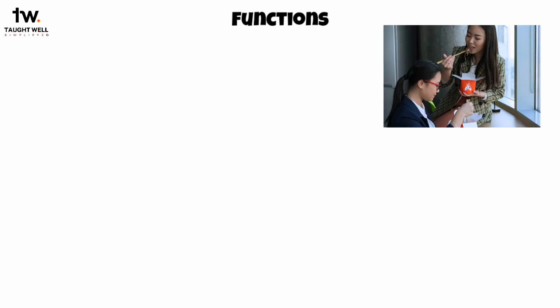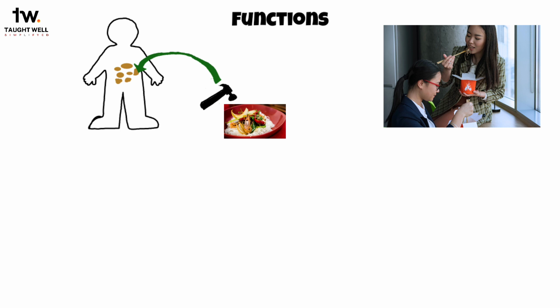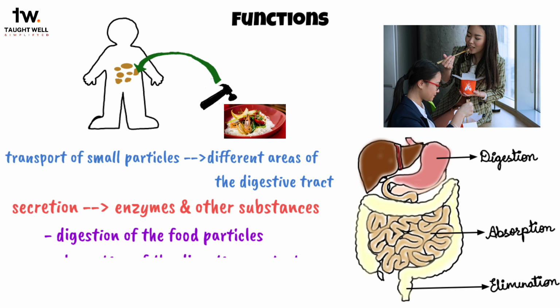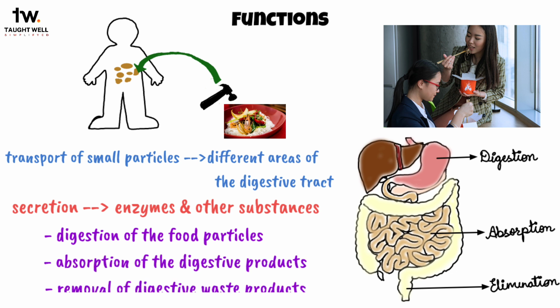Let's review the functions of the digestive system. These include ingestion or consumption of food, breaking food into small particles, transport of small particles to different areas of the digestive tract, secretion of necessary enzymes and other substances for digestion, actual digestion of the food particles, absorption of the digestive products, and finally, removal of digestive waste products from the body.